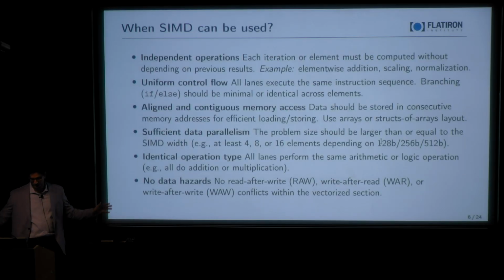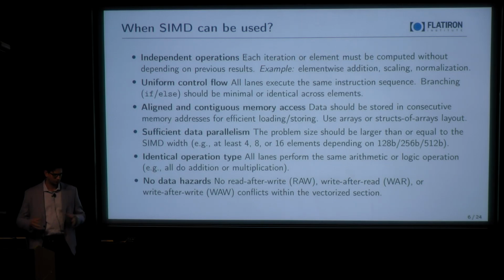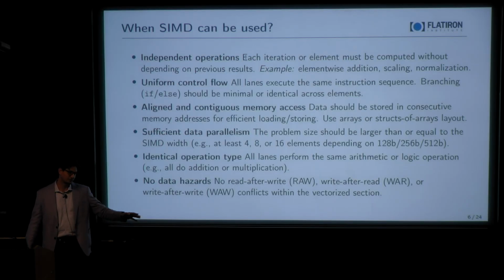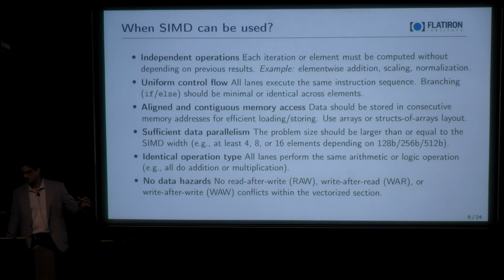When can you use it? I listed a bunch of things here, mostly for reference. I'm not going to go through all of them. But the main thing you want to look for is independent operations. If you can execute your for loop in any order, then you can SIMD it. Usually that's the rule of thumb.